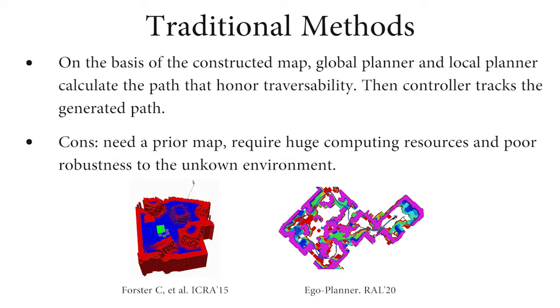In the past few years, researchers mainly use global planner and local planner to calculate the path that honor traversability relying on the constructed map. Then researchers design the appropriate controller to track the generated path. These methods meet problems in limited load capacity and unknown environment scenes.